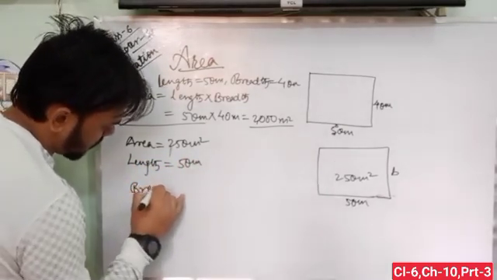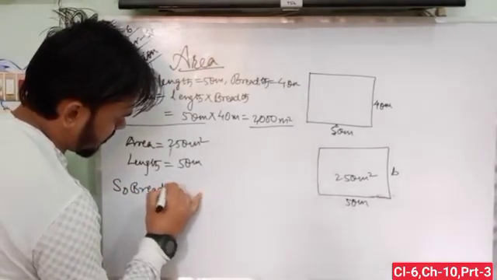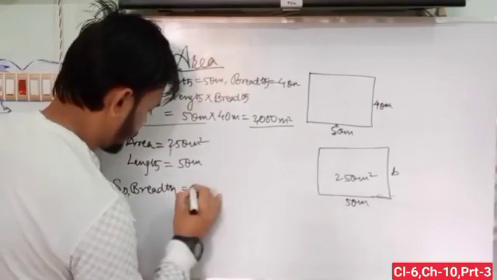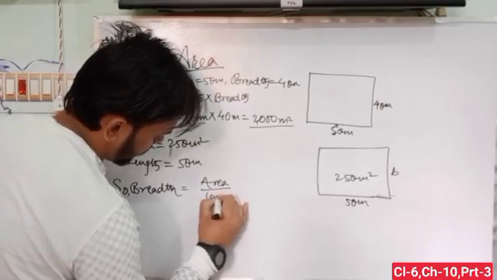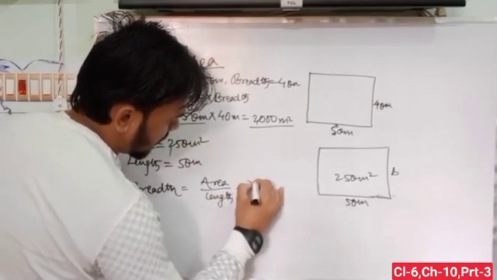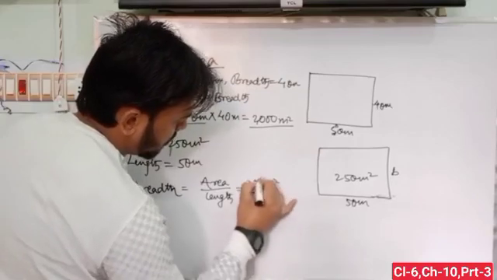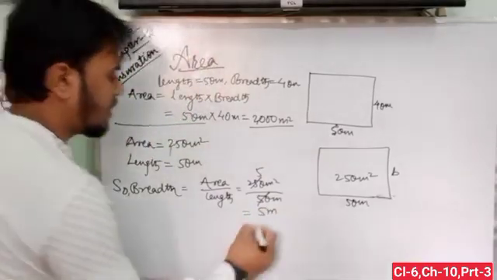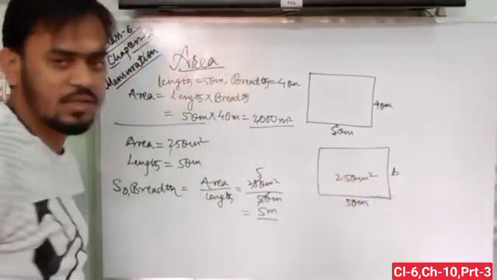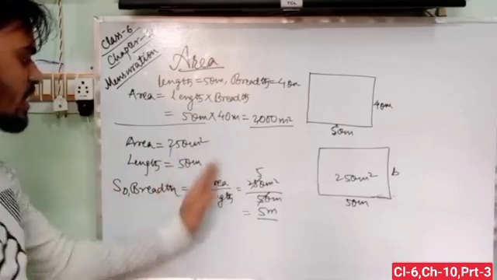So breadth is equal to area upon length, 250 meter square upon 50 meter, equal to 5 meter is the breadth of this rectangle. Similarly you can also find length. If you have an area and breadth is given, then you have to find the length equal to area upon breadth.